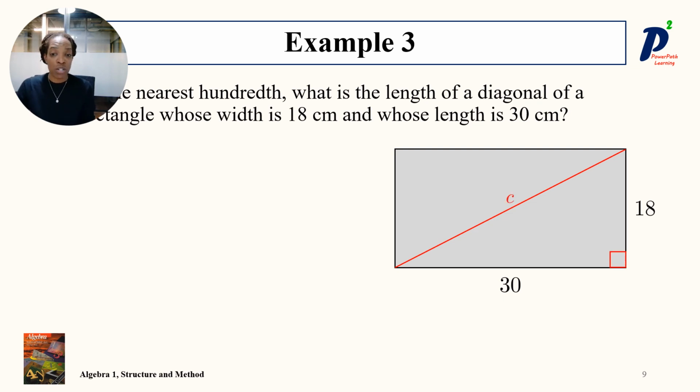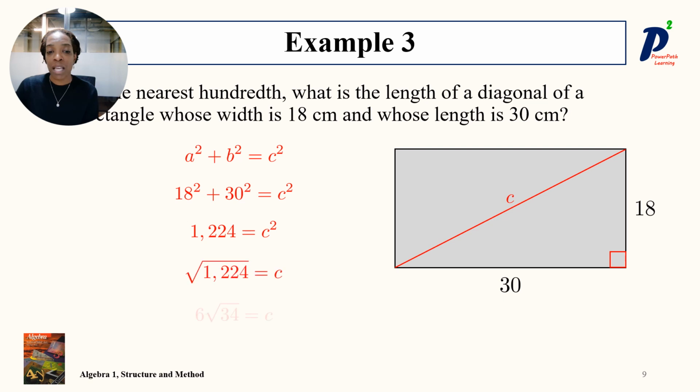Now, can you see your right triangle? If so, let's go ahead and set up our Pythagorean theorem. Plug in our sides. Now keep in mind our hypotenuse is C, so that's our unknown in this case. I'll plug in 18 and 30, simplify, and my answer is 6 square root 34. You may also have a decimal answer depending on whether or not your teacher allows you to use calculators.